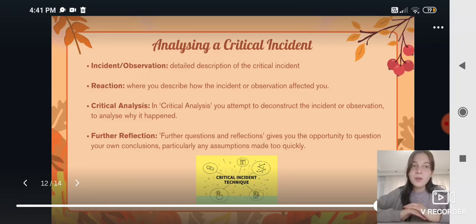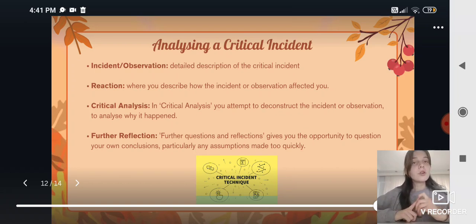And as our last topic, we have analyzing a critical incident. An incident means a detailed description of the critical incident. And a reaction is where you describe how the incident or observation affected you. And like we said, during these reactions, we should be careful about our attitude. We should be polite, respectful, and open minded.